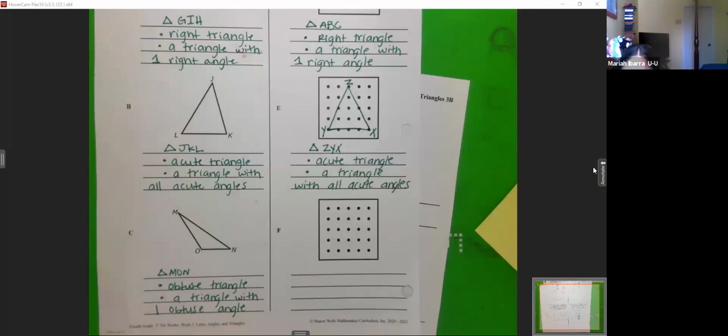What's the next one going to be? What do you think it's going to be? An obtuse.